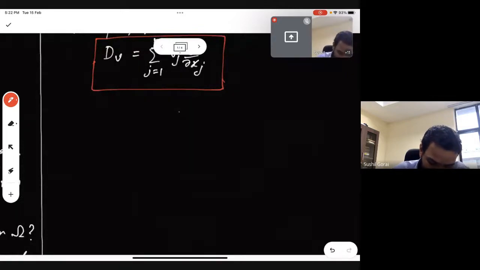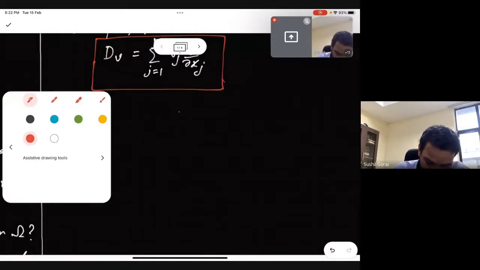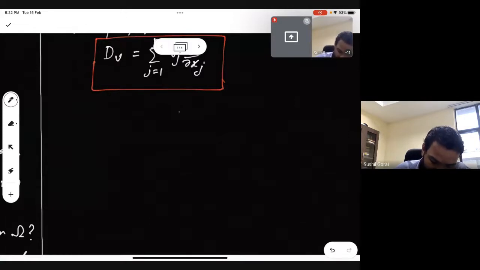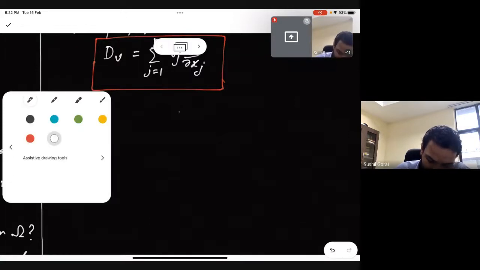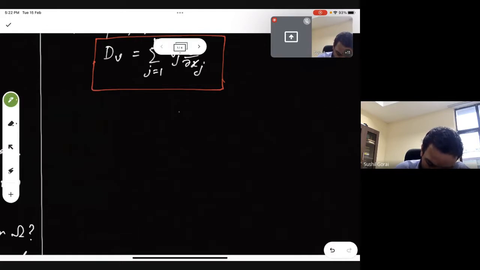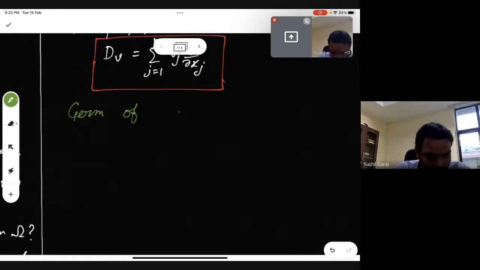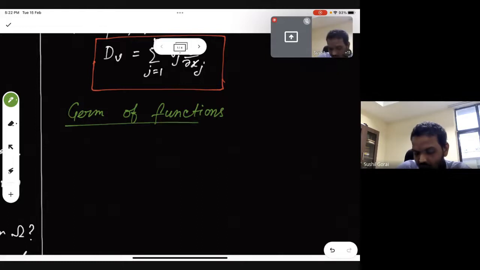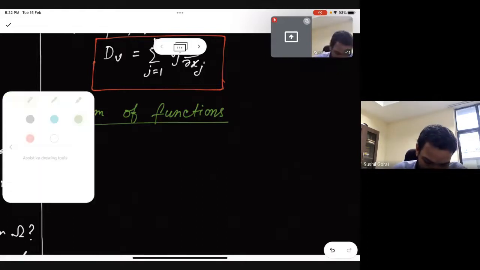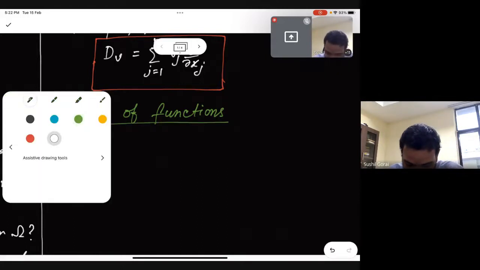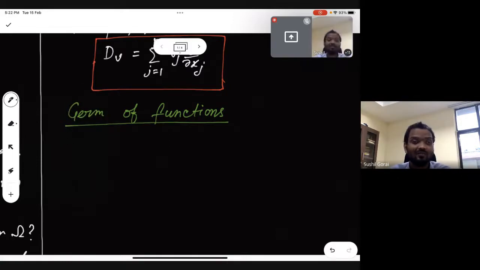So before going further, we need to define something called germ of functions. Have you heard the term germ? Germ of functions?